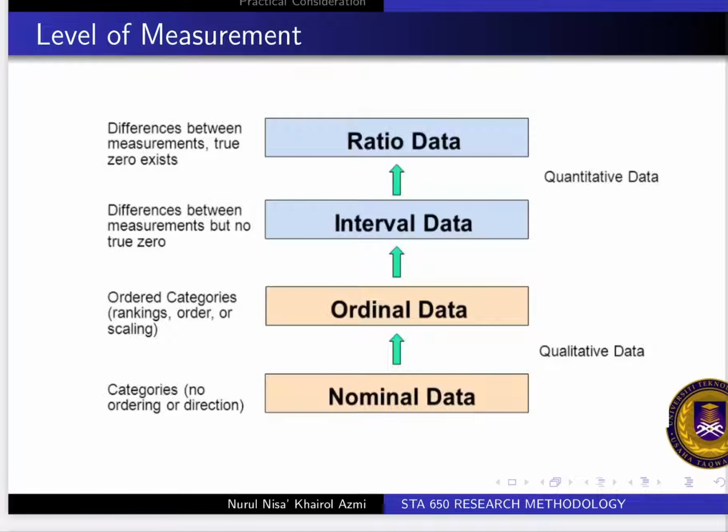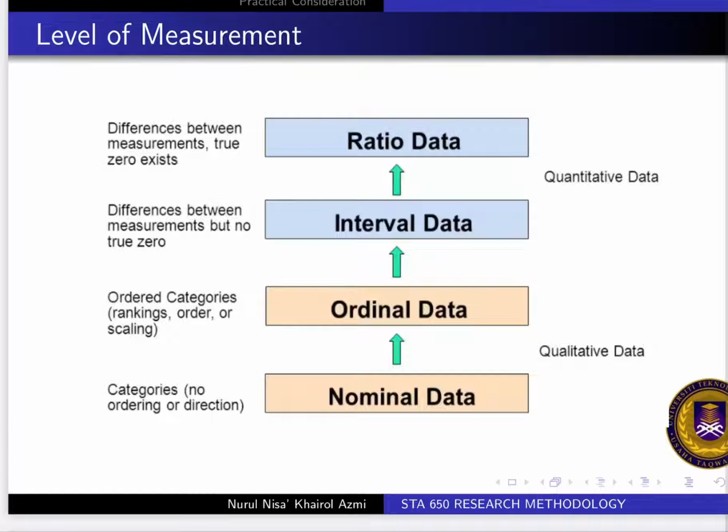Okay, so that will be under ratio data. But if the question is categorical, for example, what is your salary? Less than 1,000, 1,000 to 2,000, 2,000 to 3,000, 3,000 and above, then that is under ordinal.